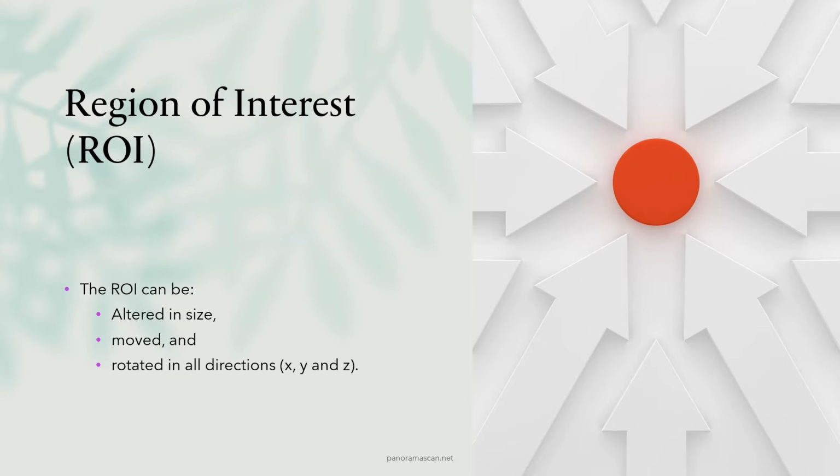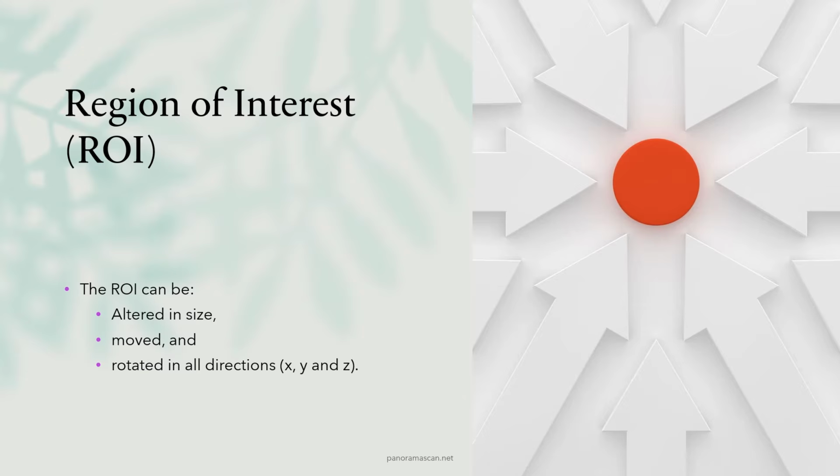This gives the operator complete control over what is included in the scan, allowing for optimal focus on areas that are clinically relevant. The ROI is also movable across the scanning field. This flexibility enables the operator to adjust the ROI to the exact region they want to image, ensuring that the area of interest is properly centered and aligned for scanning. Movement can be done in all directions to capture the most accurate and comprehensive image.